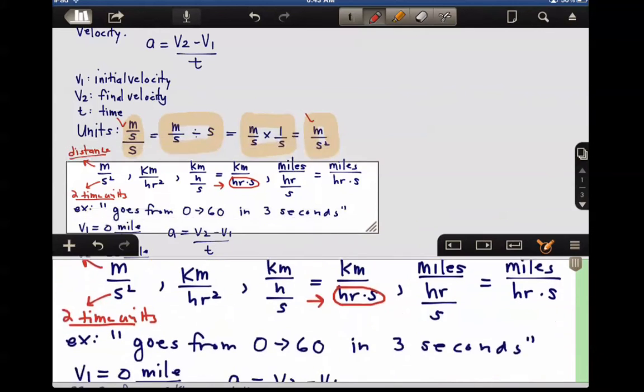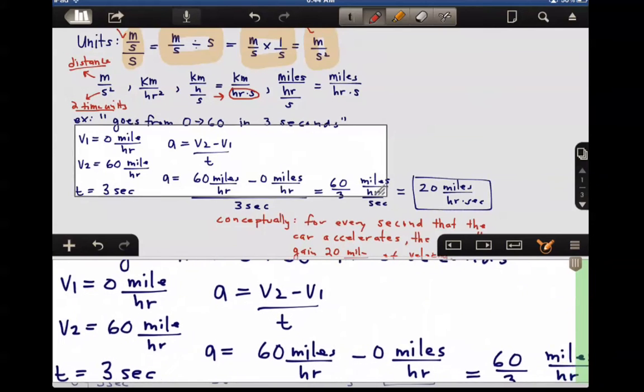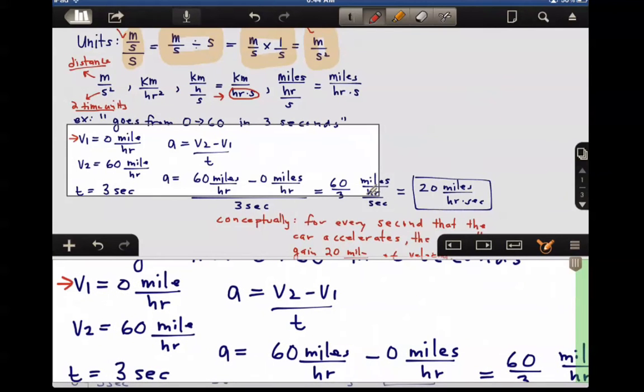Okay, here's a quick example. In the United States, cars are typically advertised based on their acceleration. For instance, with sports cars, people will tell you how fast they can go from 0 to 60. And I think the going rate is about 0 to 60 in 2.7 seconds. I made the numbers a little easier. We have a car that goes from 0 to 60 in 3 seconds. The initial velocity, v1, is 0 miles per hour. The ending velocity, v2, is 60 miles per hour. Time is 3 seconds.